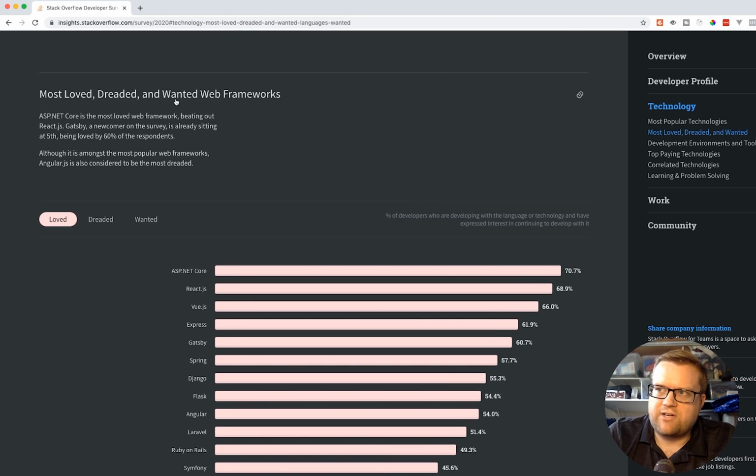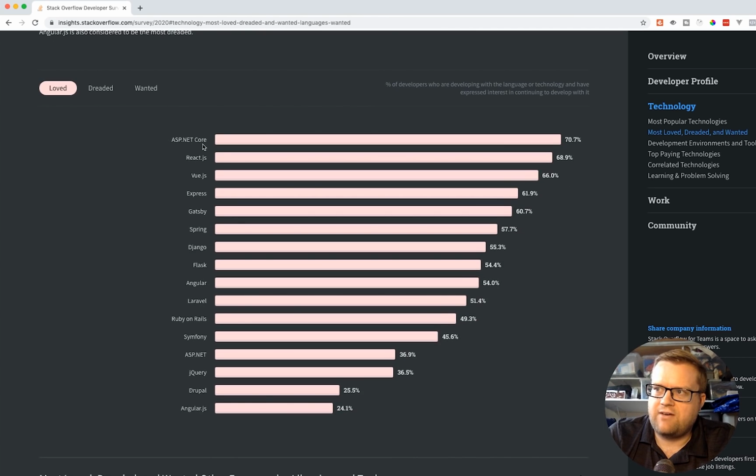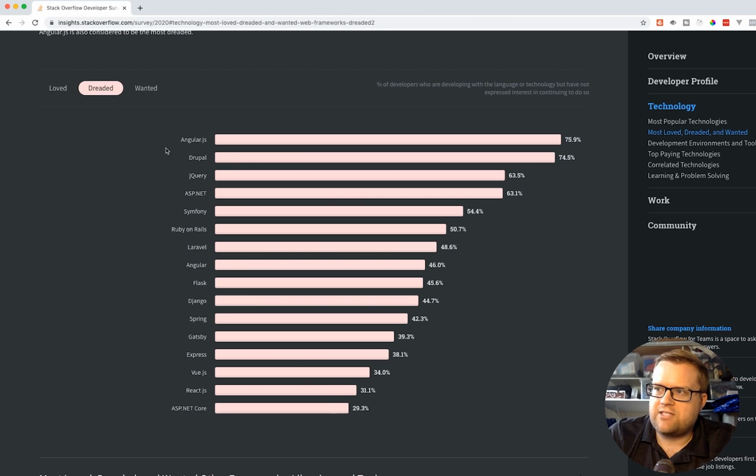Okay, here it is. Most loved, dreaded, and wanted web frameworks. Loved: React and Vue.js are really at the top. Angular is kind of near the bottom. So if you look at dreaded, AngularJS, which they made a separation between AngularJS, which is the old Angular, and Angular, which is the new Angular. So you can see AngularJS is really hated. It's dreaded because it's dead pretty much.